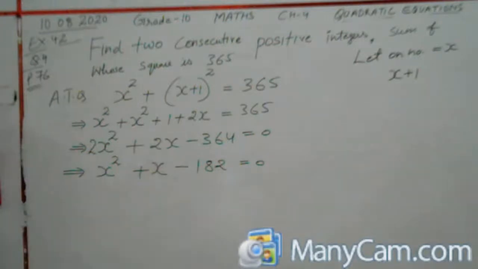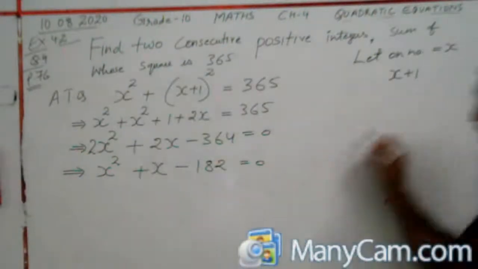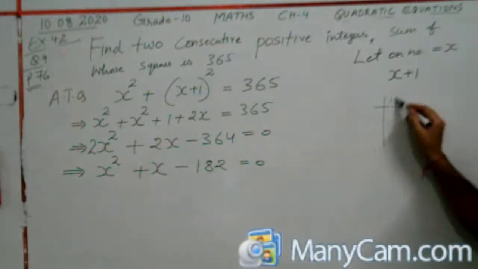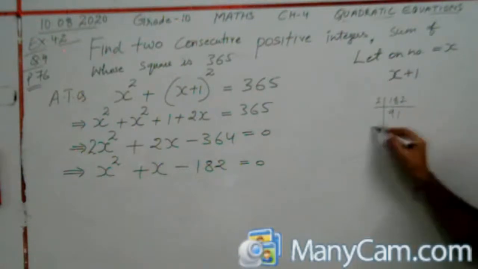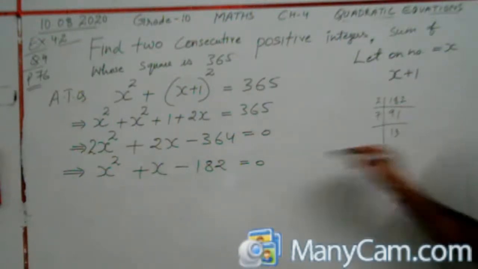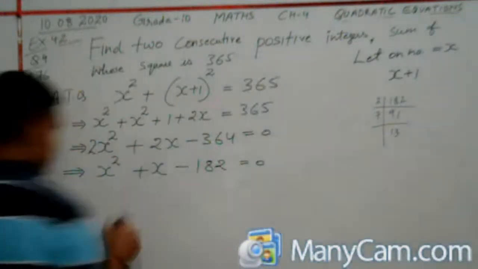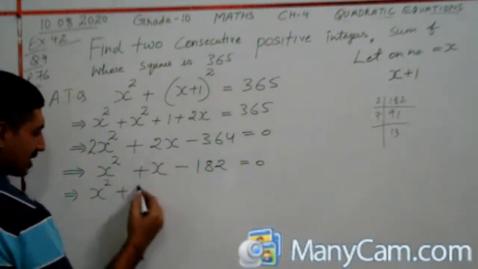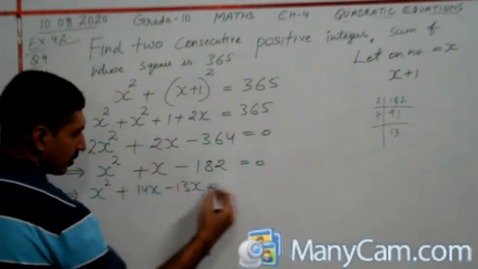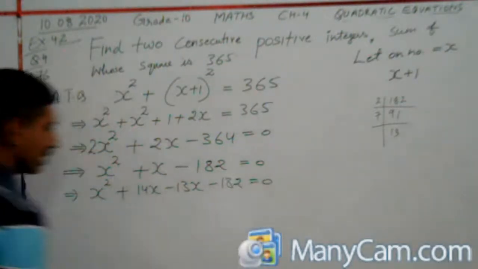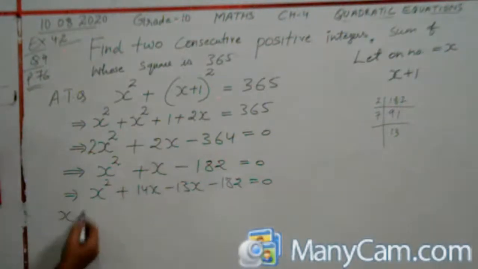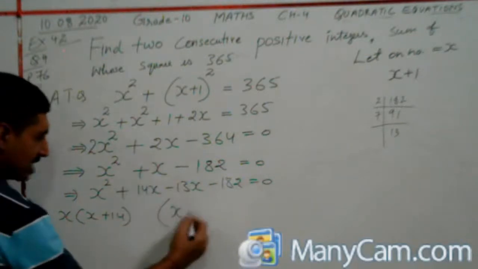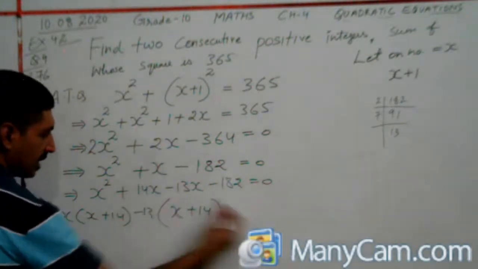So here again we have to go by the factorization method. 182 is 2 times 91, and 91 is 7 times 13. So here 14 and 13. We have x square plus 14x minus 13x minus 182, so x into (x plus 14) minus 13 (x plus 14) is equal to 0.